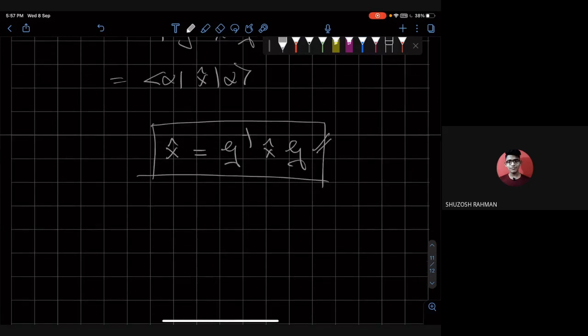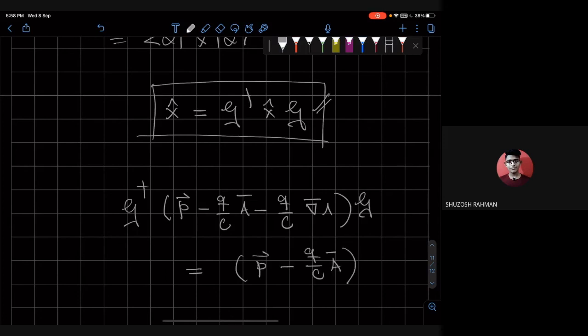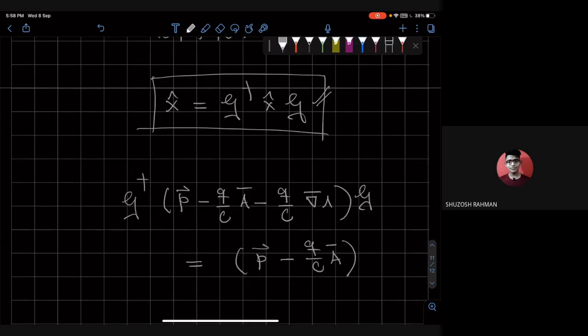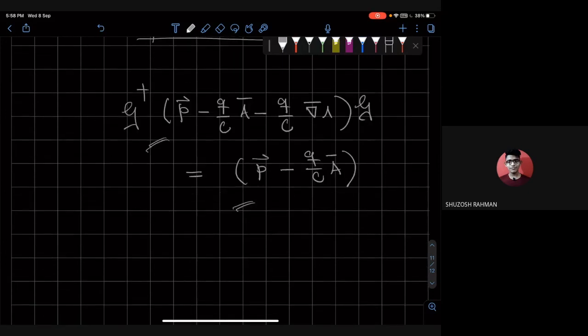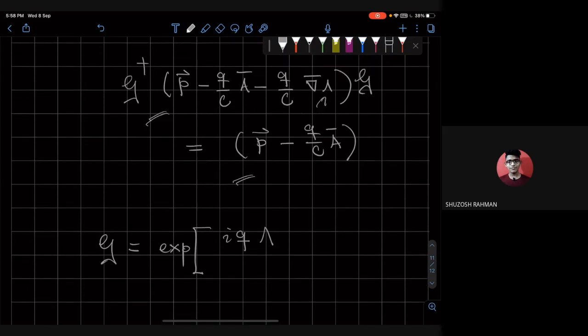Now what about the other one? The other one gives me, similarly, G dagger (P minus Q by C A), but A changes by minus Q by C gradient of lambda, G, and that has to be equal to P minus Q by C A. Okay, so this one comes from this equation: the right-hand side gives you this, and this is the left-hand side.